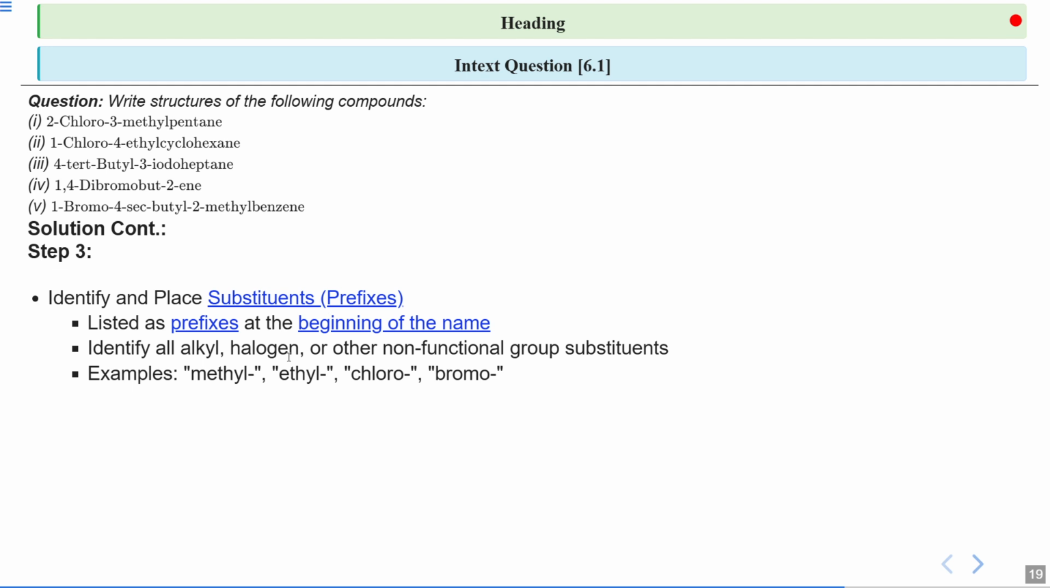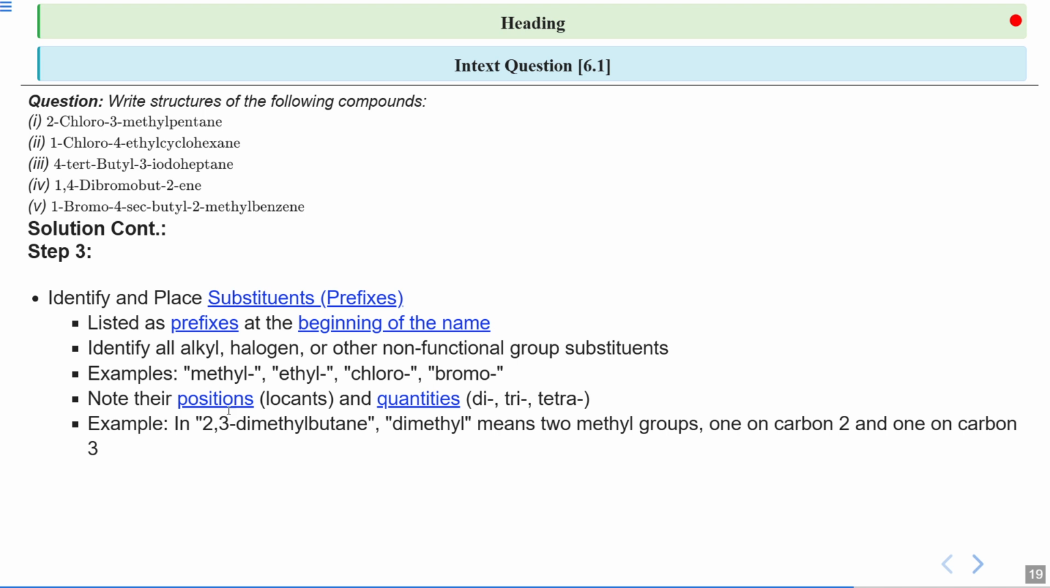There is a note that their positions or locants and quantities, that is di, tri or tetra. Note the positions and the quantities of these side groups or substituents that you are going to place in your structure, which are present as prefixes in the very beginning of the name. So you have to note their positions if given using the numerical thing like 1, 4, 1, 2, ortho, secondary, tertiary, and their quantity, dichloro, dibromo, so di, tri, tetra.